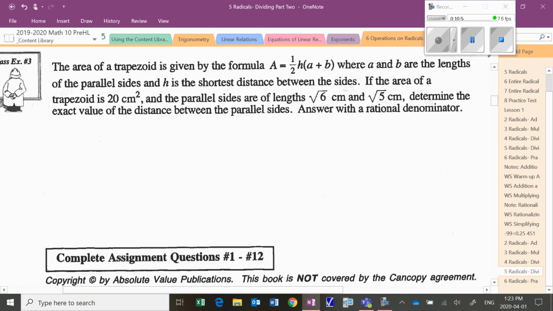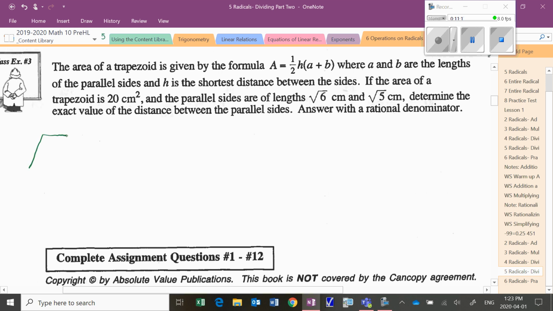So it says the area of a trapezoid is given by the formula A equals 1/2 of height times (a plus b), where a and b are the lengths of the parallel sides, and h is the shortest distance between the sides, meaning that it's going to be perpendicular to a and b. So let me just draw this out for you so that you can see what I mean by this.